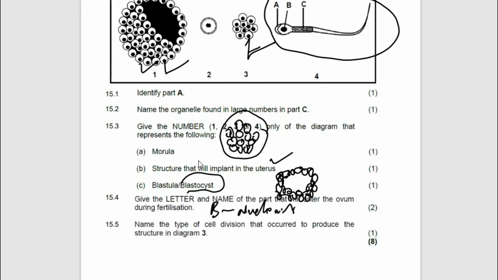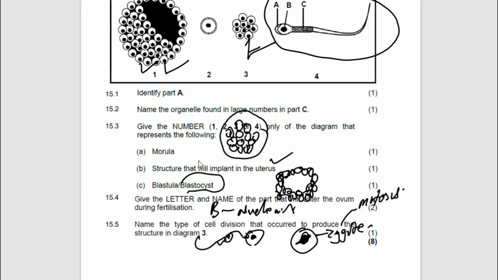It's the nucleus. Then they are saying name the type of cell division that will occur to produce the structure in three. So the moment you have a sperm and you have the ovum, the nucleus of the sperm comes in, and then you have a nucleus of a sperm and a nucleus of the ovum. You form a zygote. This zygote will start to undergo mitosis repeatedly to form a ball of cells, which we call the morula.